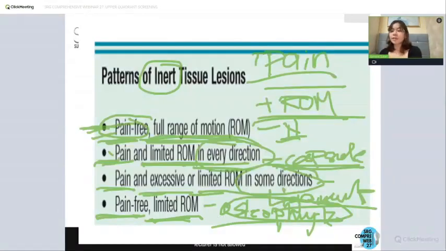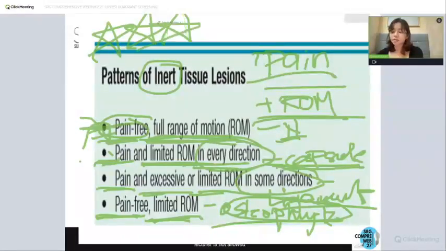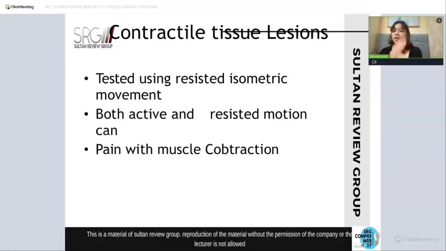Patterns of lesions. Okay? Let's now go to your contractile. So kung kanina we talked about your inert, let's talk about your contractile. These are your contractile structures. So this is for your resisted. So nagkakaroon tayo ng pain when we perform both active and resisted motion. Okay? So muscle contraction ang tinitignan.